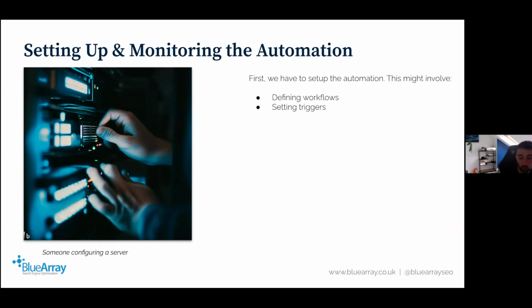Setting triggers, so when you want this automation to be running. We'll touch on this a little bit more within Google Apps Script a little later on. But how often do you want this to run? Do you want it to trigger on a specific day? Do you want it to run every day, every month, every week, every time you send an email, for instance, or any other kind of trigger? You've got to set those up effectively.